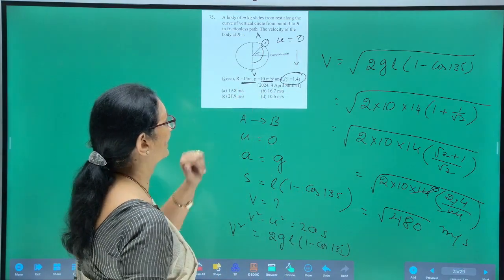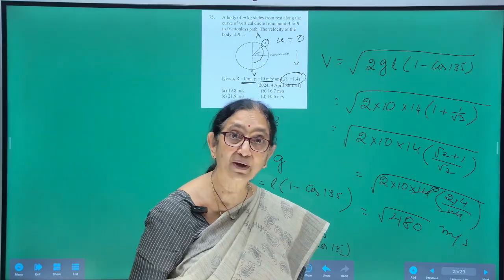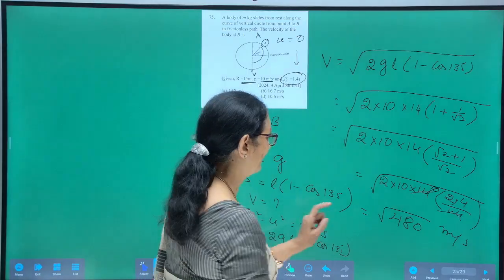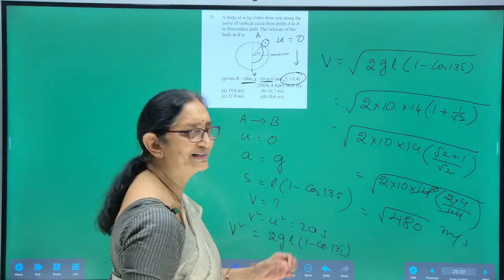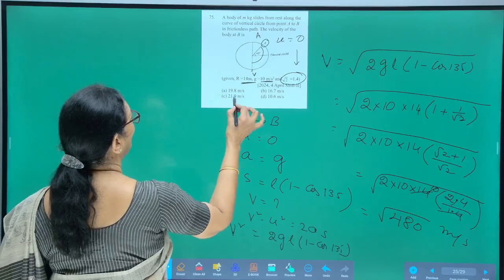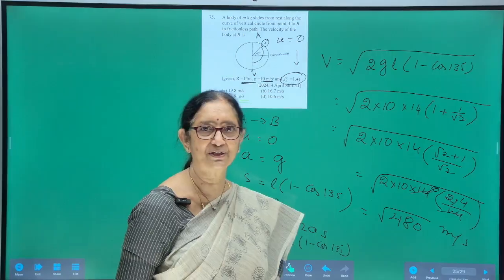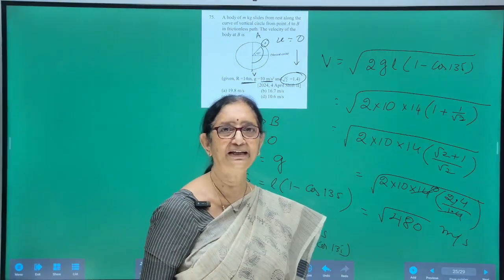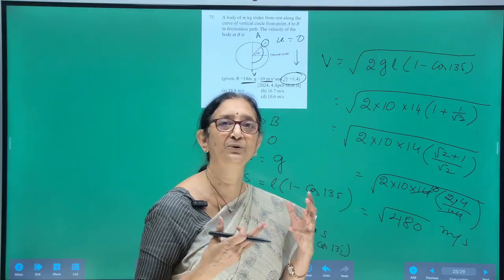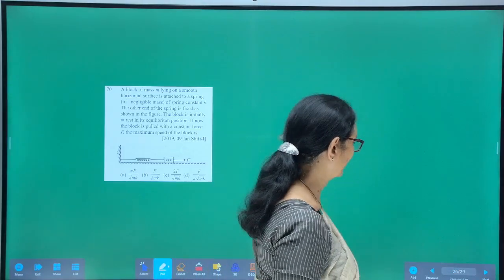But the values are given approximately. You know 22 square is 484. So the square root of 480 is a bit less than 22. Look at the options. If you look here, it is 21.9. That is the closest option. Actually, the square root of 480, if you approximately calculate, will be 21.9. Right? Move on to the next.